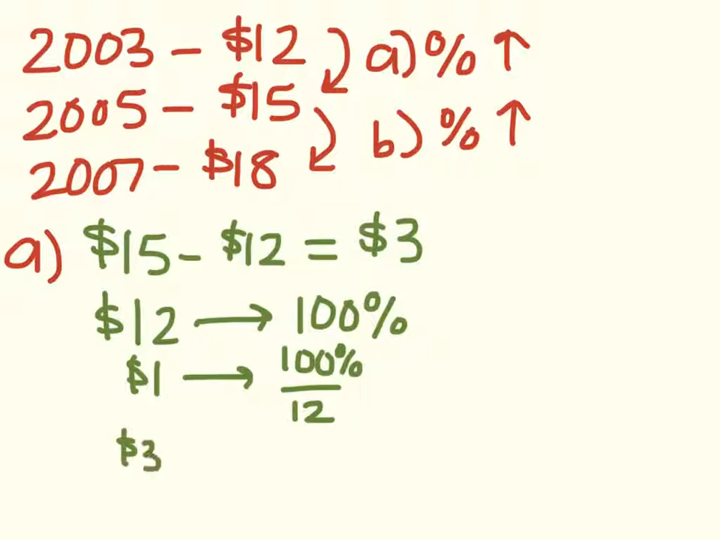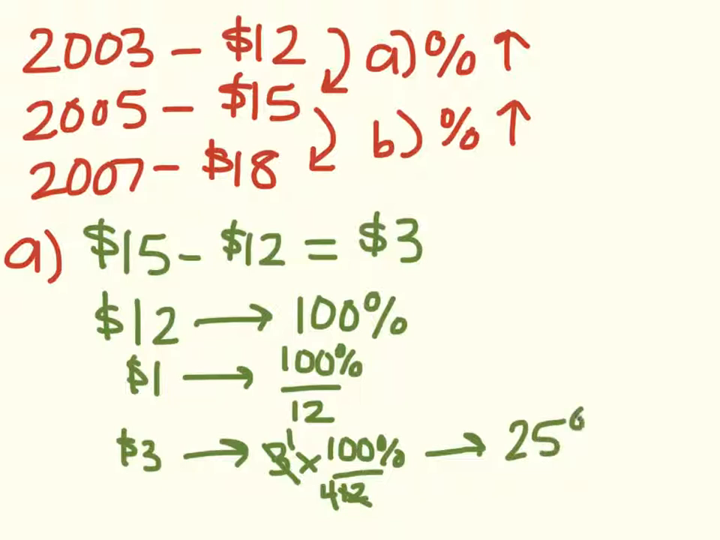So $3 would be equal to 3 times 100% over 12, which if we cross reduce gives us 1 and 4 here, or 100 divided by 4, or 25%. So the cost increased by 25% between 2003 and 2005. So the answer to A is 25%. Now let's go on and work out B.